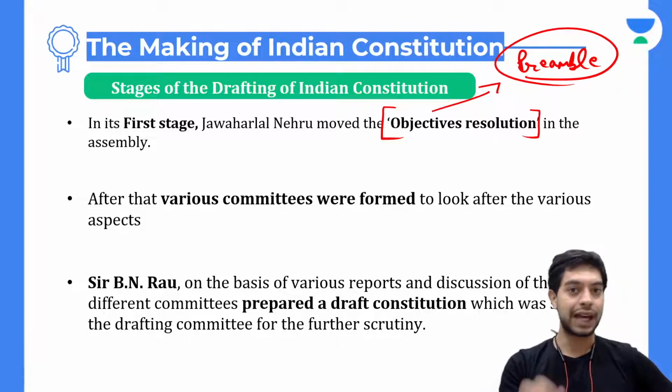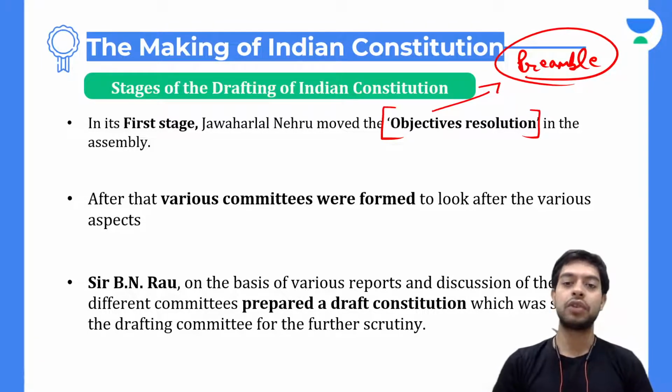Every law has a preamble. The IPC has its own preamble, the Indian Contract Act has its own preamble, but the Preamble of the Indian Constitution is very important for you. So the Objective Resolution introduced by Jawaharlal Nehru stated all the objectives that need to be fulfilled in making of the constitution. That Objective Resolution came to be known as the Preamble of the Indian Constitution.